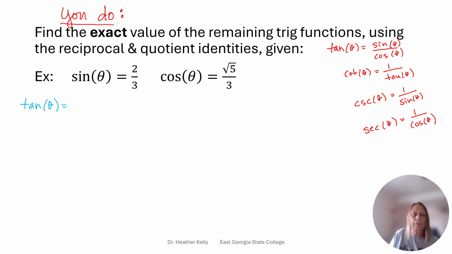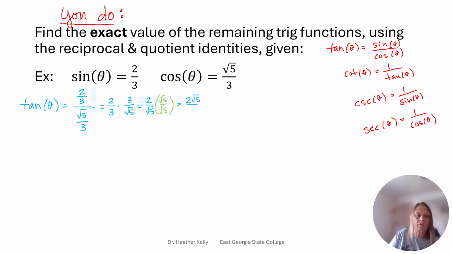Okay, let's get to it. Tan theta is our sine theta, 2/3, divided by our cosine theta, square root of 5 over 3. Stay, change, flip that guy. We get 2 over root 5. And we clean that up by multiplying it by root 5 over 5. We get 2 root 5 over 5.